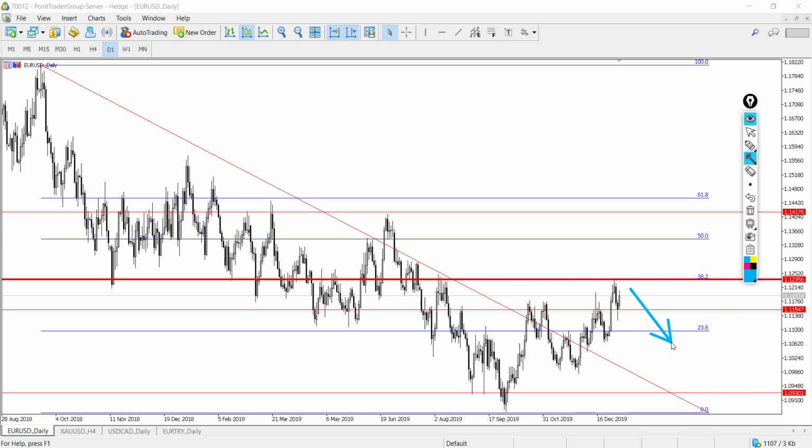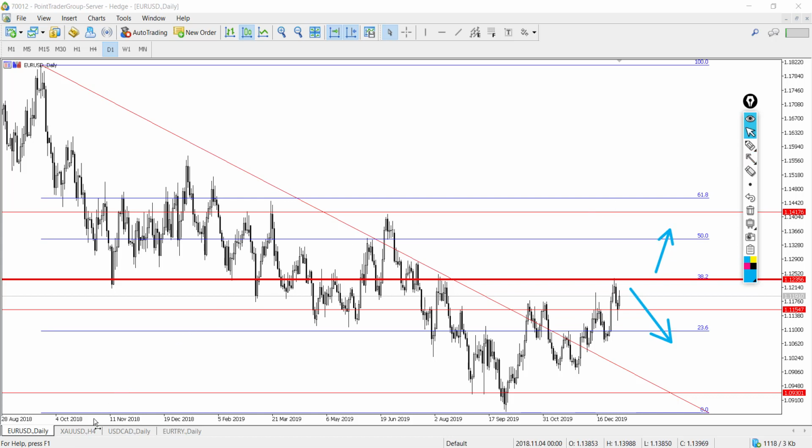So this area, 1.1050, conditioned by the continuation of trading below the level of 1.1235. On the other hand, if the level of 1.1235 is broken, this means the price might continue going upwards to reach at least 1.14.